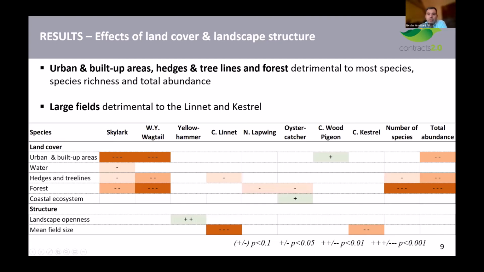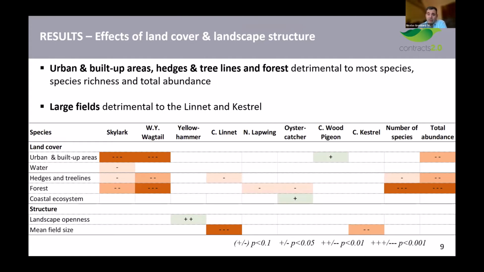In terms of land cover and landscape structure, our results reflect that most of the studied species prefer open landscapes and avoid urban and built-up areas, edges and tree lines, and forests. However, some species react differently to these factors. For instance, the pigeon frequently nests close to farmyards. And the presence of shrubs and small edges is also favorable to the linnet.